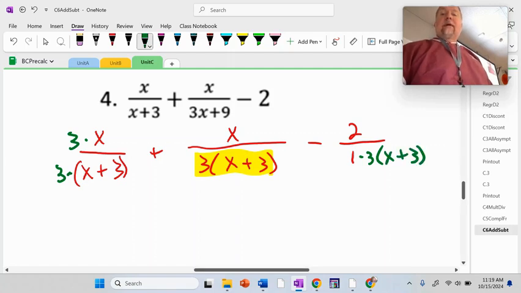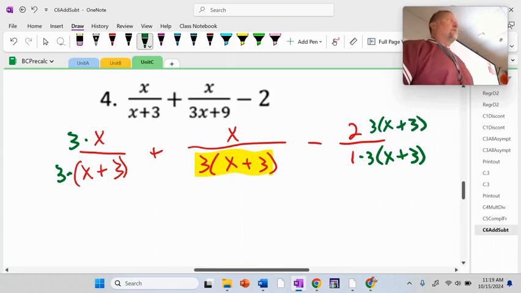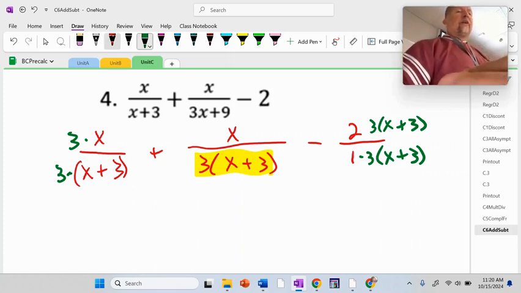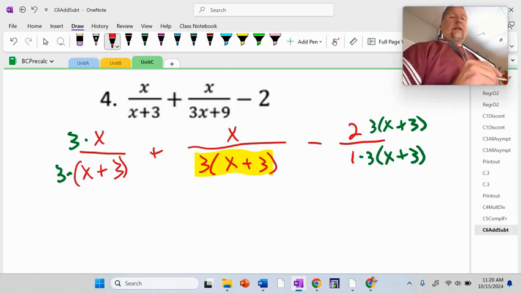But why is it top and bottom? Because that green equals what number? What does this equal? 1. You're multiplying each fraction by forms of 1. That doesn't change the value of the fractions. Change the way they look, but they're still numerically, even with the variables, numerically, they are still the same.